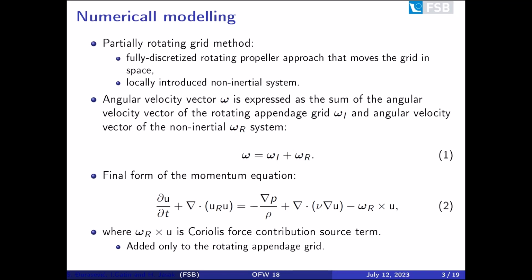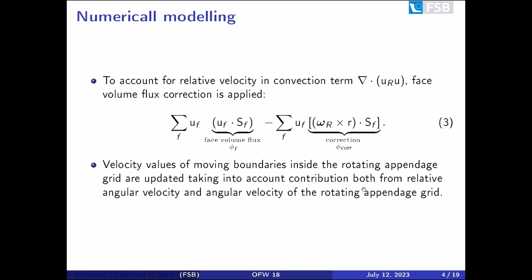In this equation, omega_r cross product u is a source term which represents the Coriolis force contribution, which is added only to the rotating appendage region. As the convection term consists of both relative and absolute velocity, a phase volume flux correction is applied to be able to solve the equation using absolute velocity. Also, velocity values of the moving boundaries inside the rotating appendage region are updated, taking into account contributions from relative and inertial frame through boundary condition.